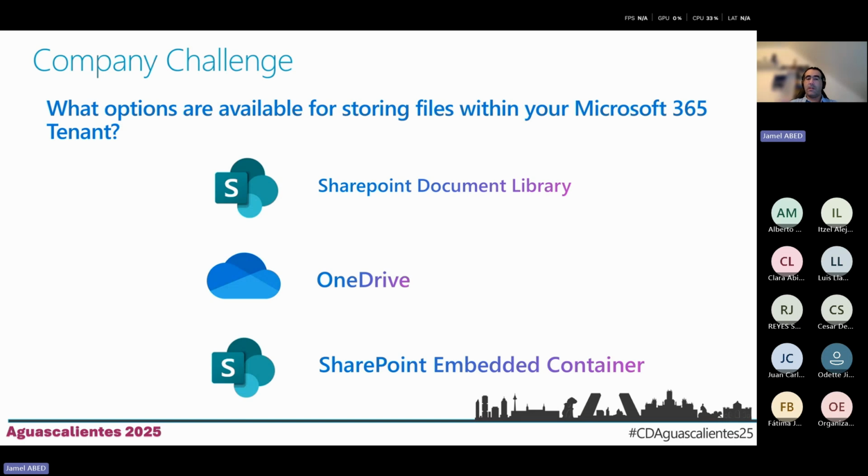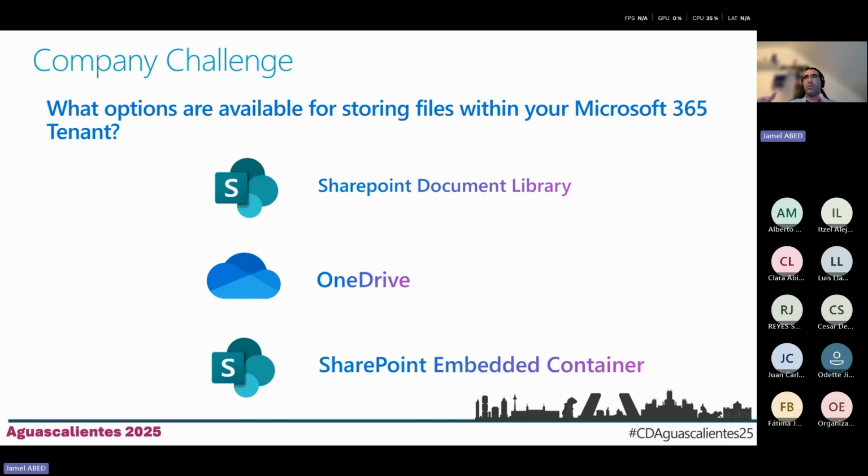You create a SharePoint site, and in the SharePoint document library, you will add this file. Also in OneDrive, each user in the company has a specific, personal OneDrive. And now you also have a third option with a SharePoint Embedded container. So you have the Microsoft 365 tenant for your organization, and you have three options to store files.